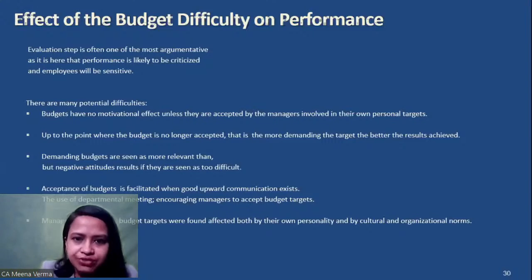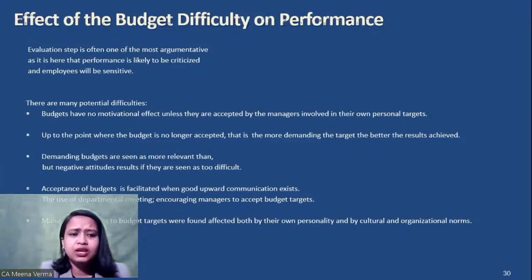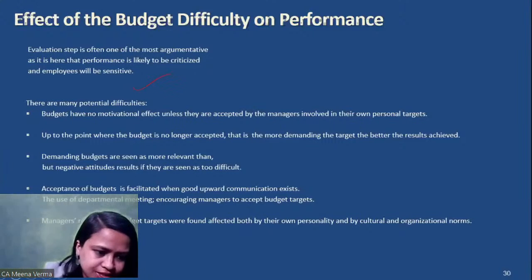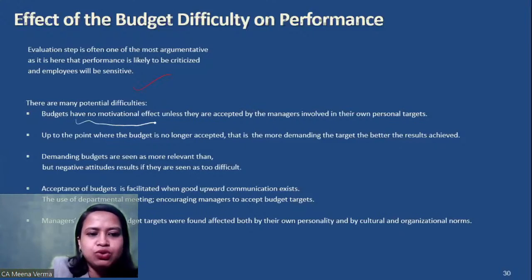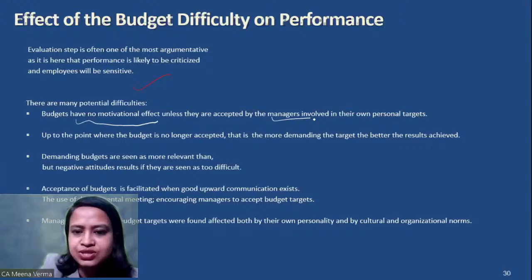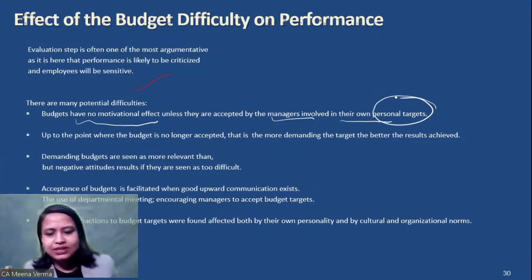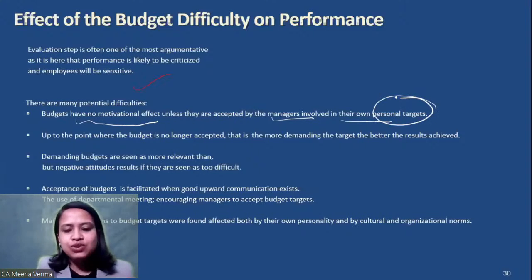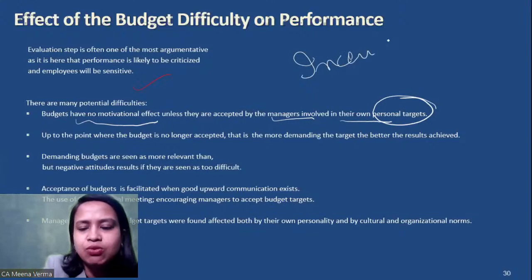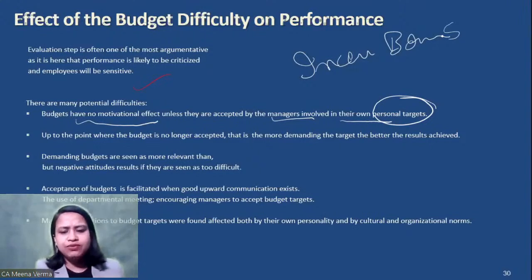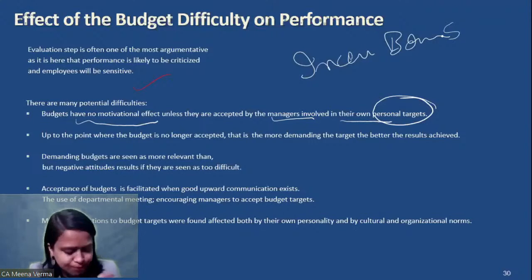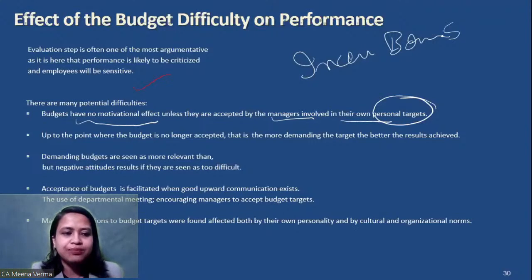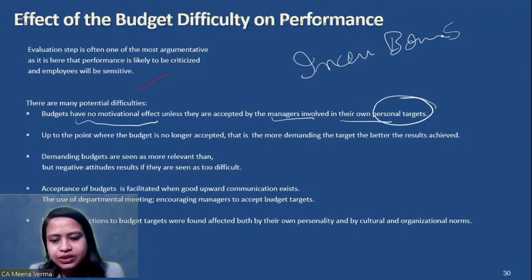Okay. Now, effect of the budget difficulty on performance. There are many potential difficulties. What are these difficulties? Let us discuss them one by one. Budgets have no motivational effect unless they are accepted by the managers involved as their own personal targets. Unless the manager gets an incentive or bonus, they will not get motivated. So these budgets will have no motivational effect unless the managers who are setting the budget and actually working for it get incentive or bonus. So this is one of the difficulties related to the budget.